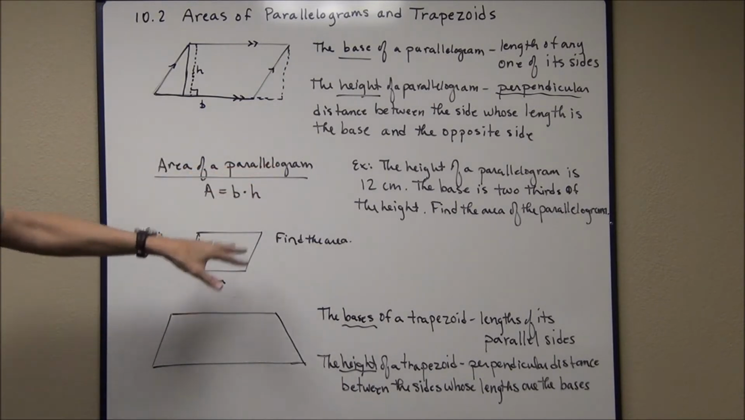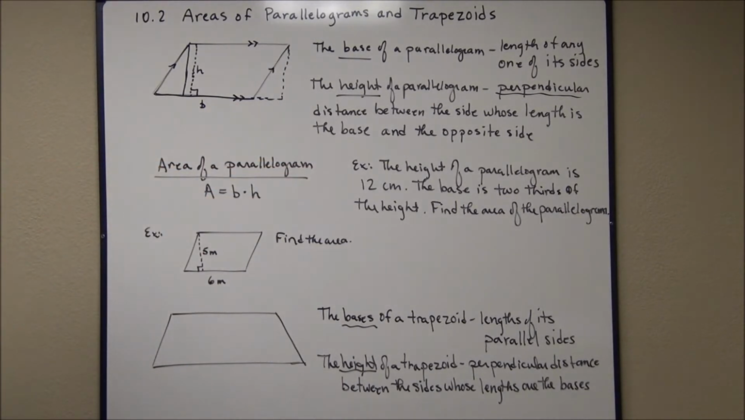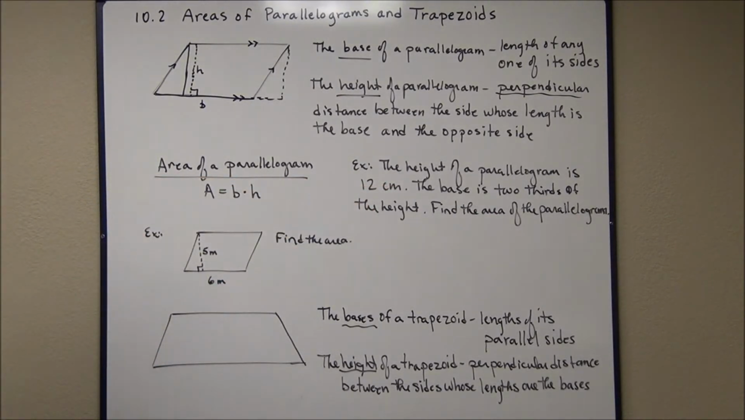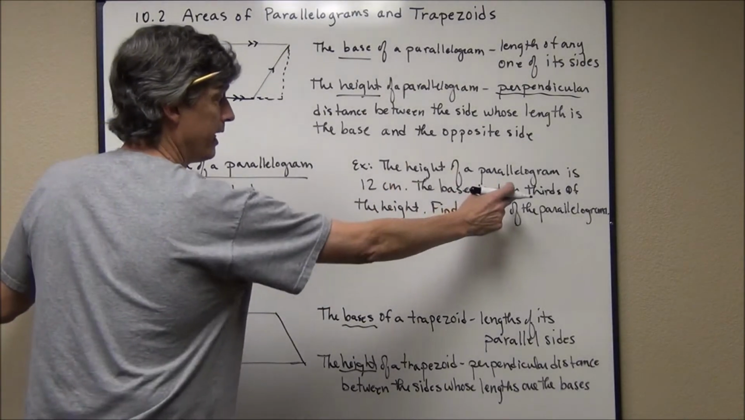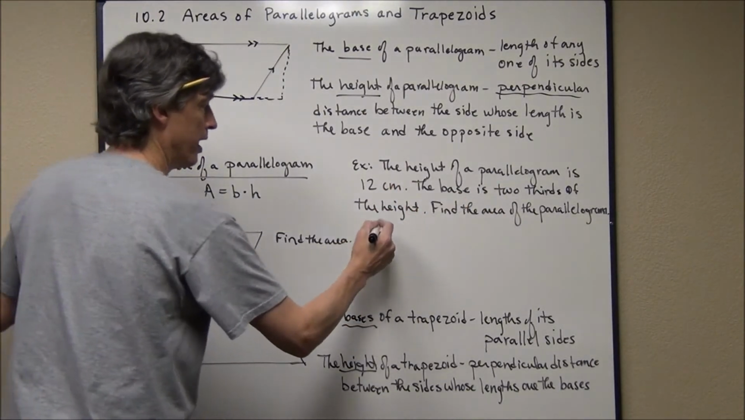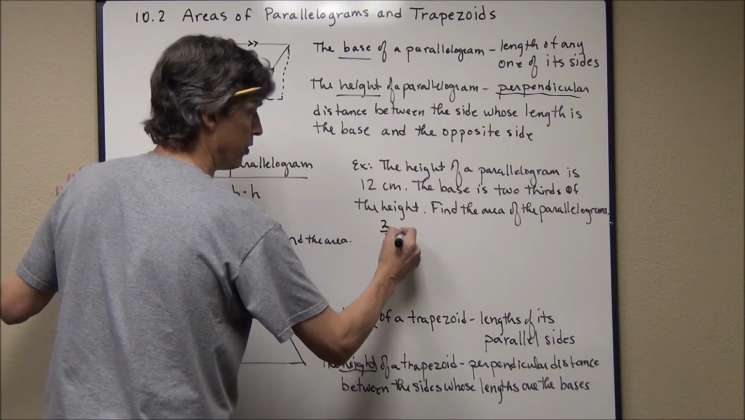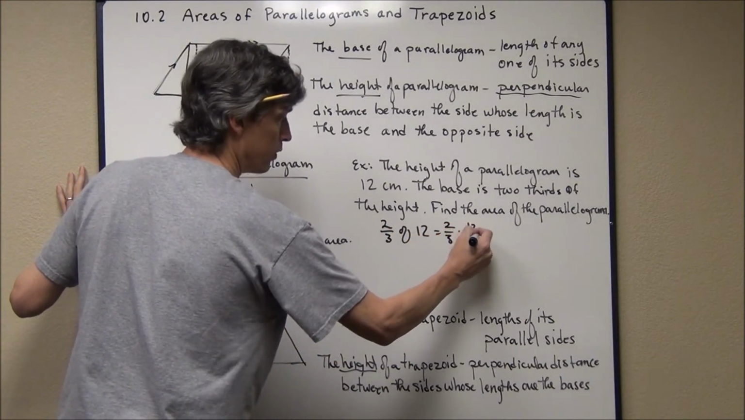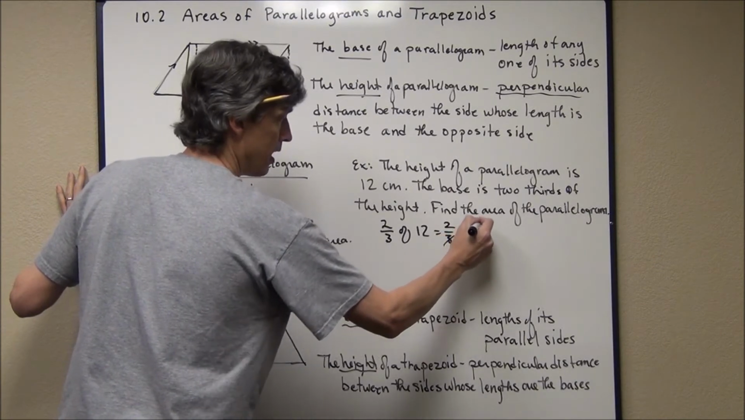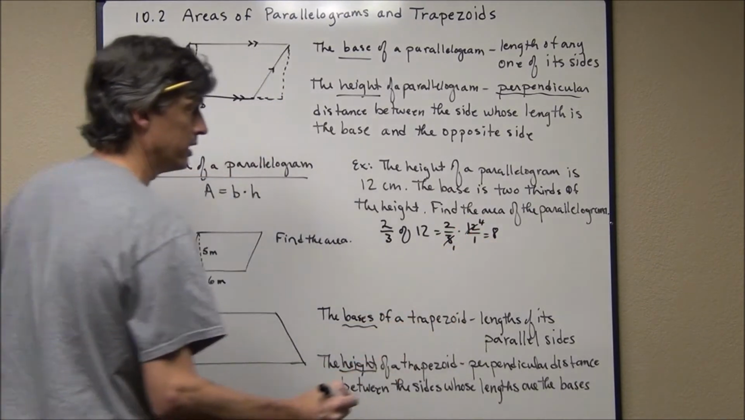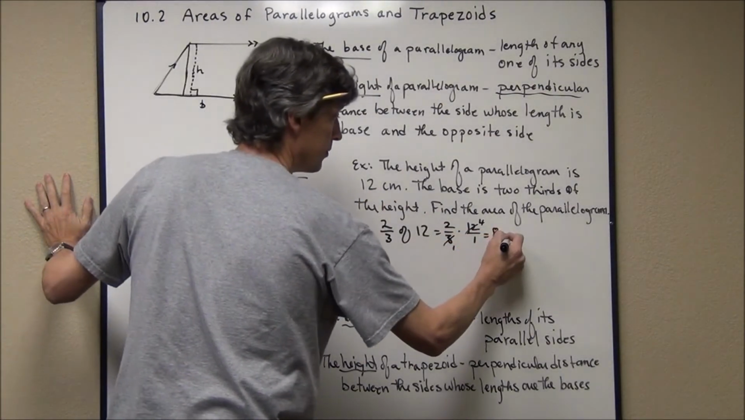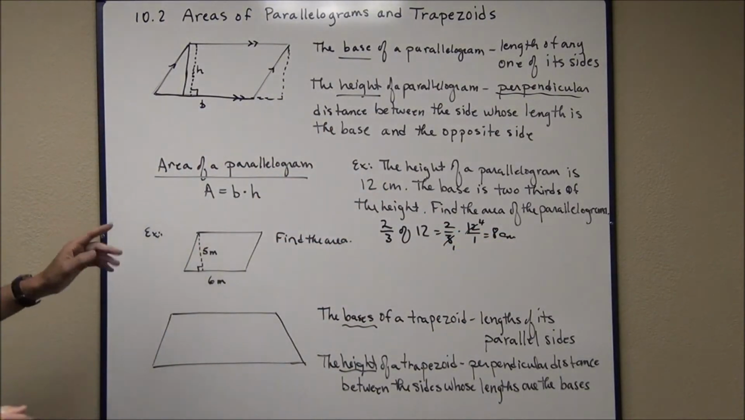So I'm going to do a couple quick examples here. I'm going to find the area of a couple parallelograms. The first one's in a story problem form. The height of a parallelogram is 12 centimeters. The base is 2/3 the height. Well, then what I need to do is find 2/3 of 12, which is 2/3 times 12 over 1. I do a little cross canceling, and that's 8. So the base is 8 centimeters, and the height is 12 centimeters.